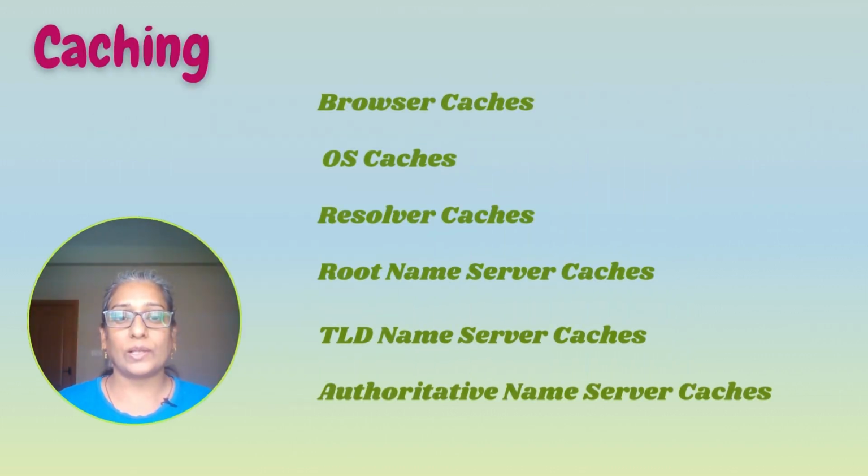We saw earlier that the DNS query results are cached at various levels. Let's go a bit deeper. Caching occurs at various levels, including browser caches, OS caches, DNS resolver caches, as well as caching at the ISP level and across various tiers of DNS name servers.